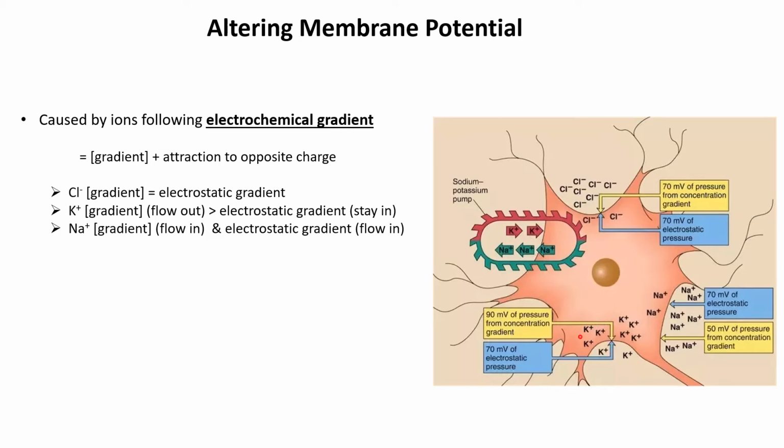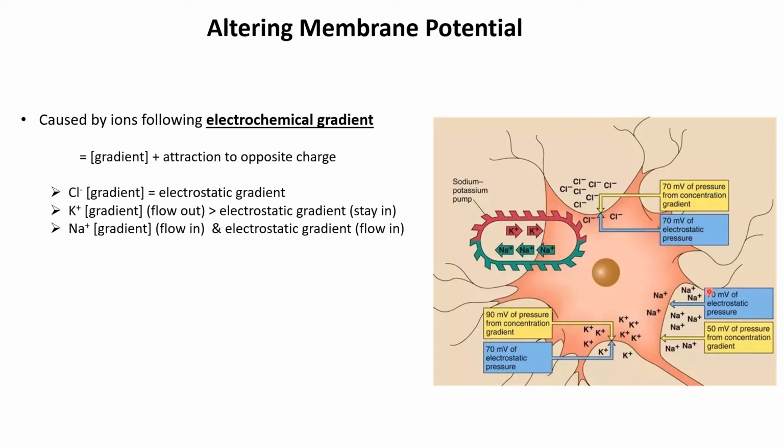So if we look at those two pressures, we could say that we've got 90 millivolts of pressure of concentration gradient pushing them outside of the cell, and we've got about 70 millivolts of electrostatic pressure bringing it in because it's attracted to that negative ion. As a result, we're going to have a flow of potassium coming out of the cell because that concentration gradient overcomes the electrical gradient. So potassium's always going to be flooding out.